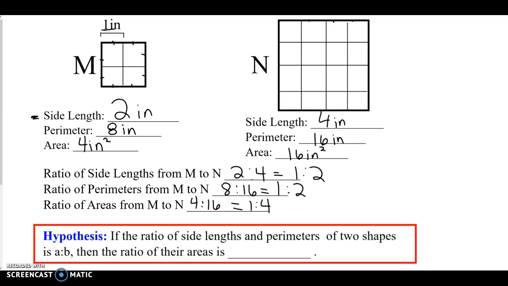If the ratios of the side lengths and perimeters, because did you notice those two are the same? How do we get perimeter? We just add up the side lengths, right? So that makes sense why those two are the same. So if that is A to B, then the ratio of their areas would be, think about it, what would it be?